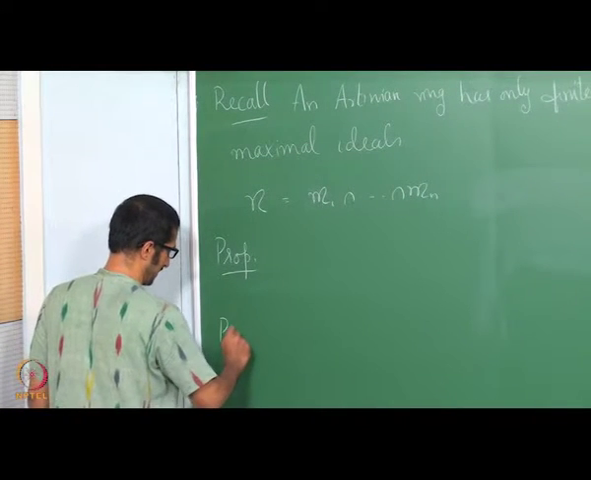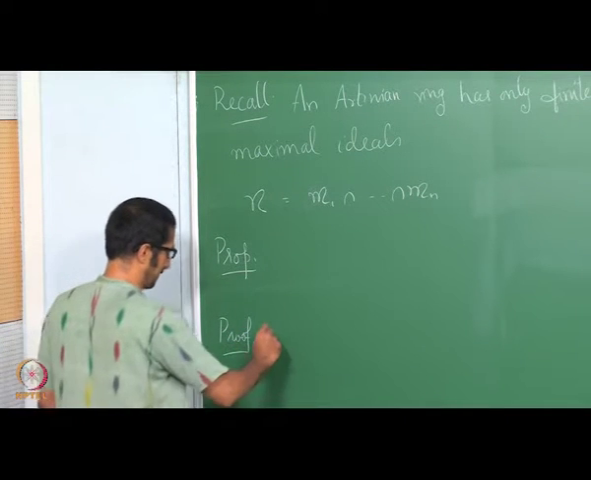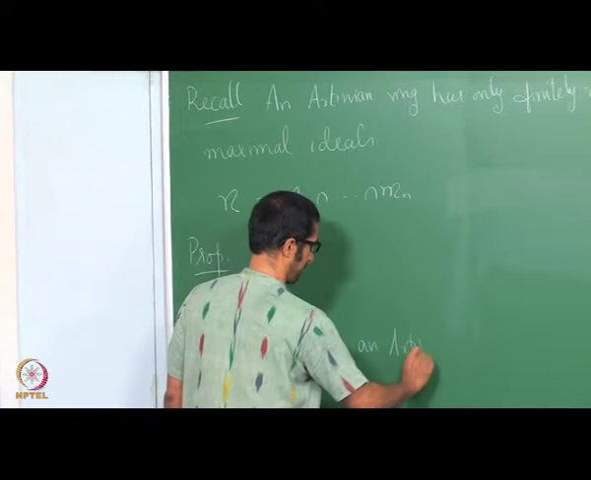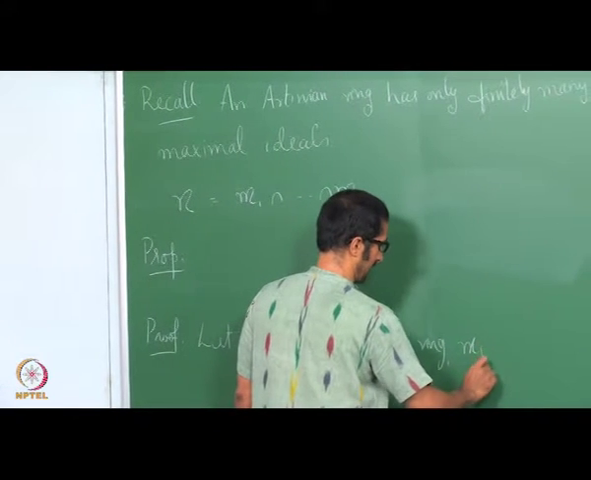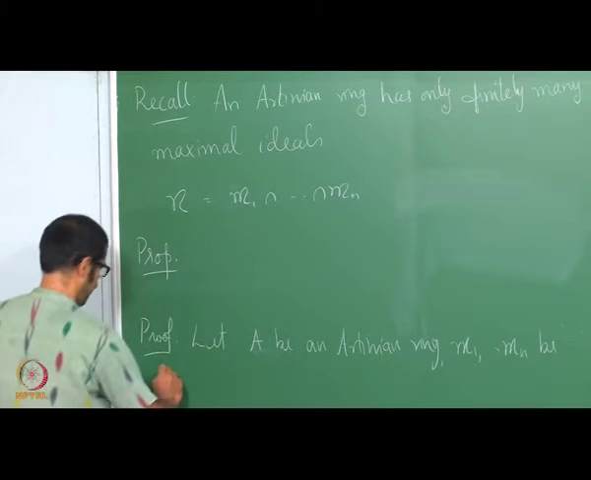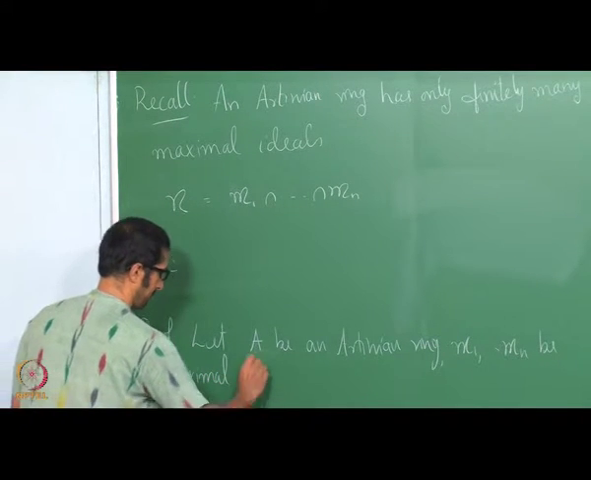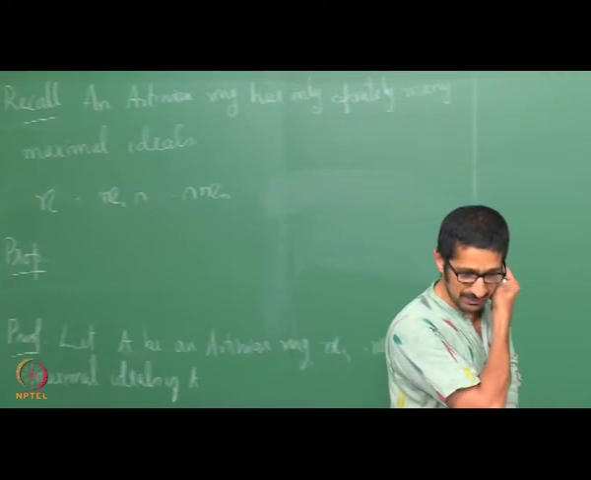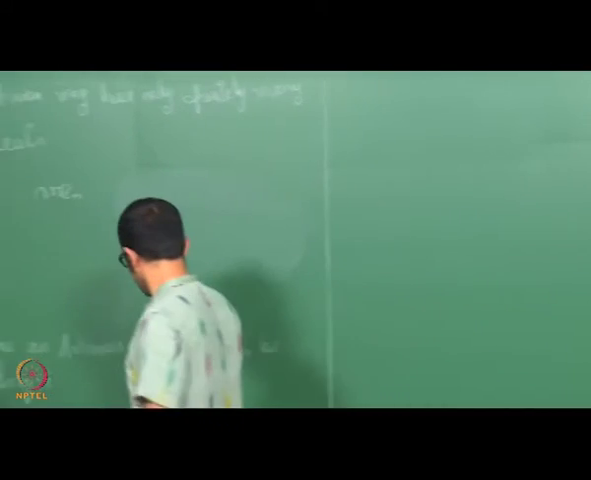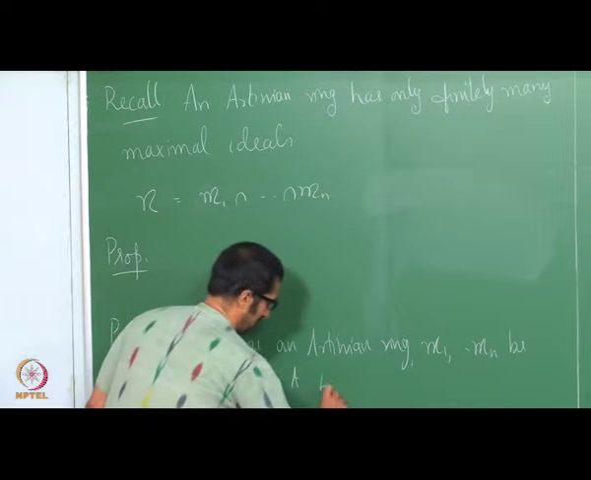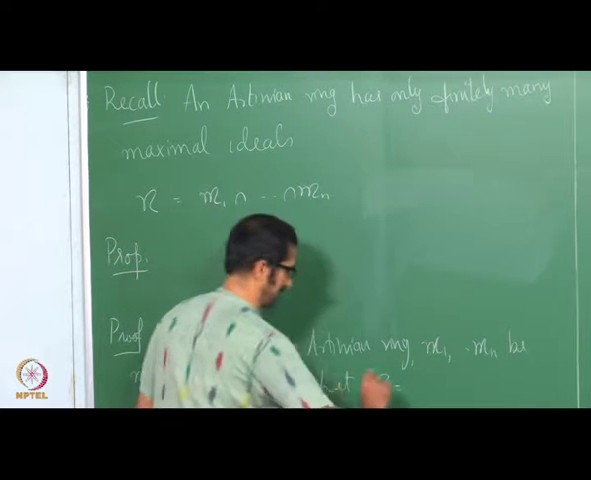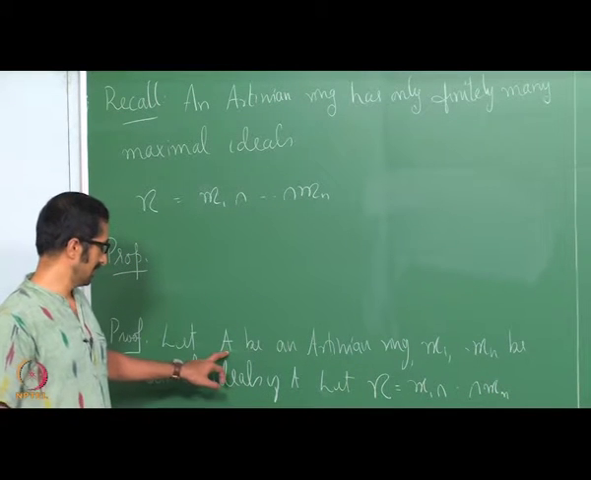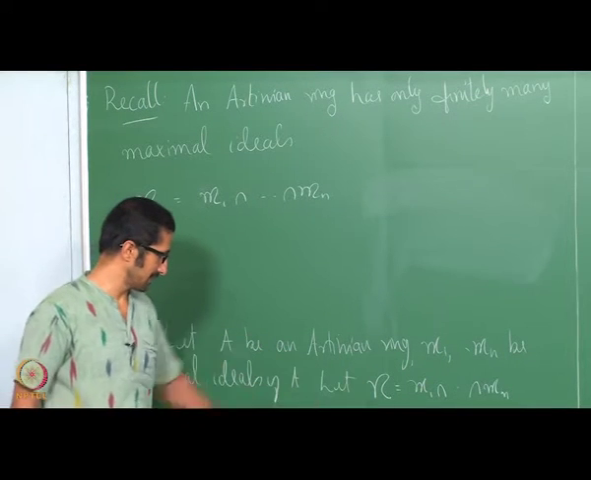So, let us try to see whether, you know, let A be an Artinian ring, and M1 up to Mn be the maximal ideals of A. We know that there are only finitely many maximal ideals. Okay. So, let n be the nil radical of A, which is M1 intersection up to Mn, because all prime ideals are maximal. So, the nil radical of A is precisely this.